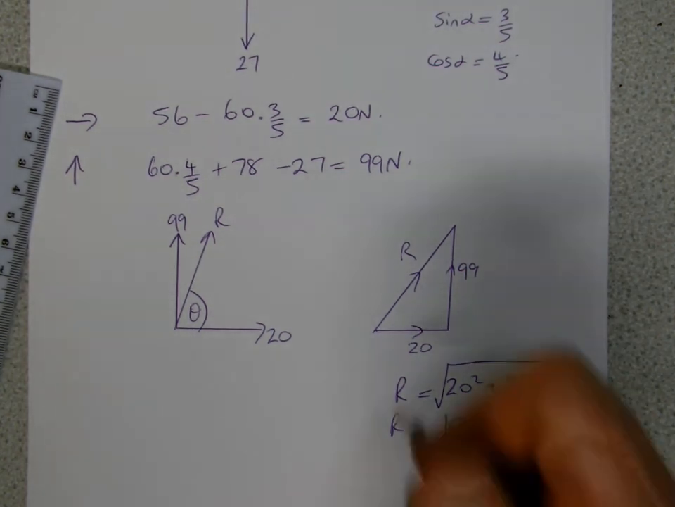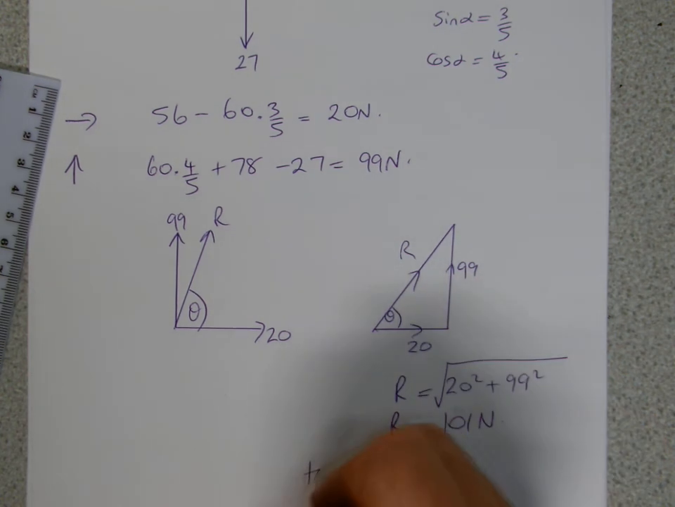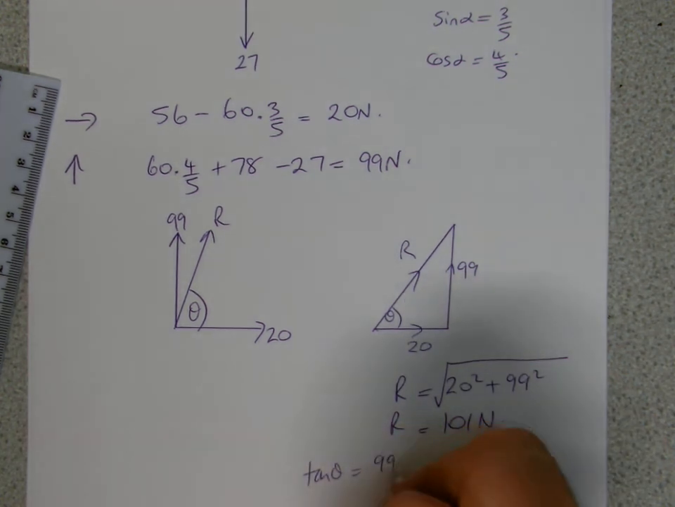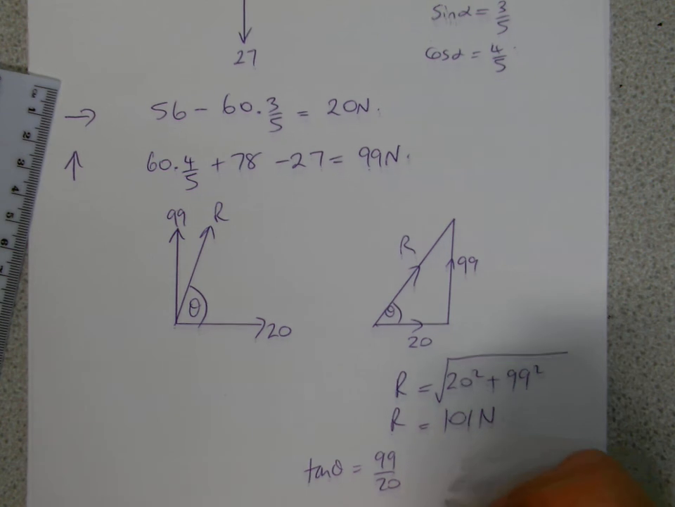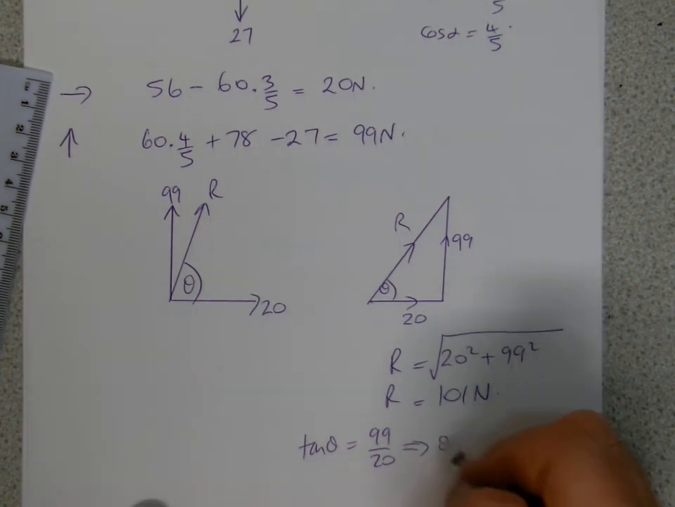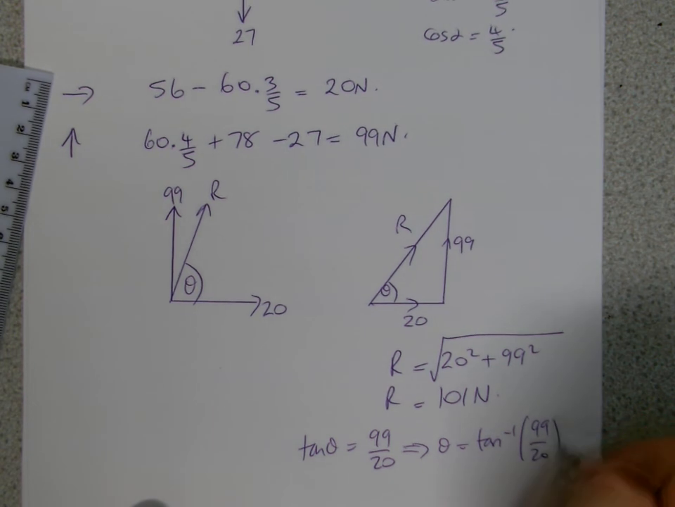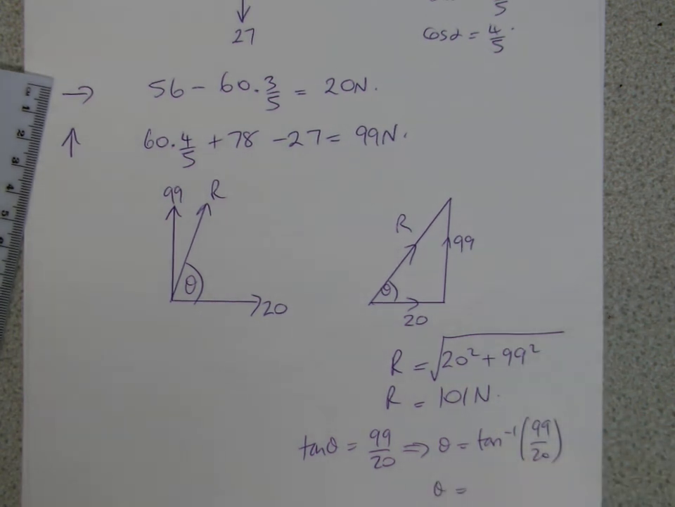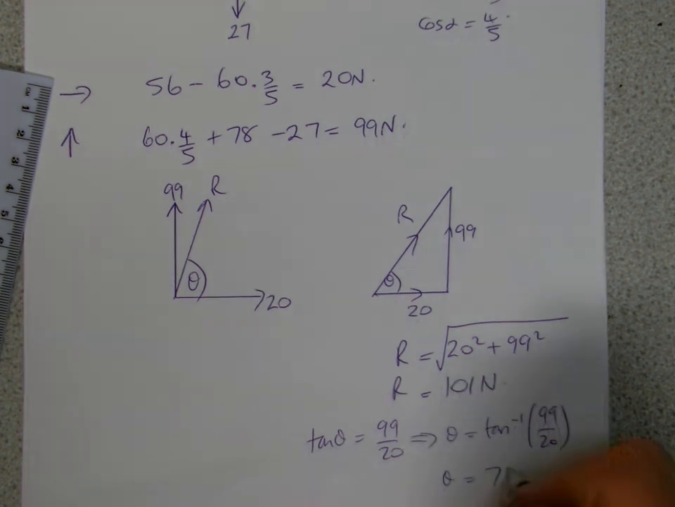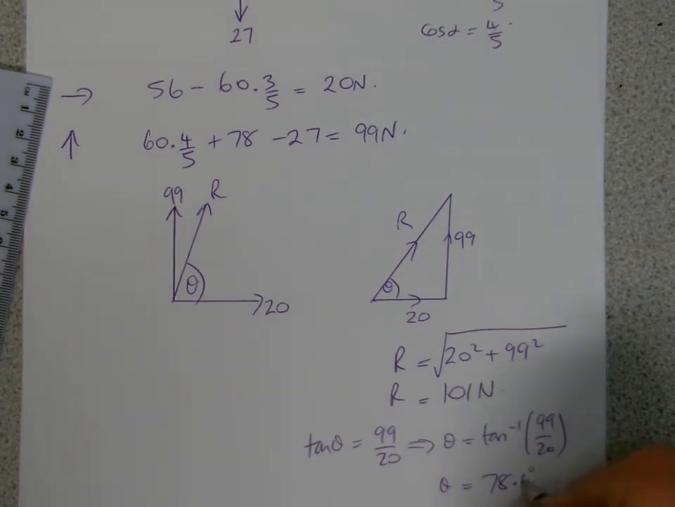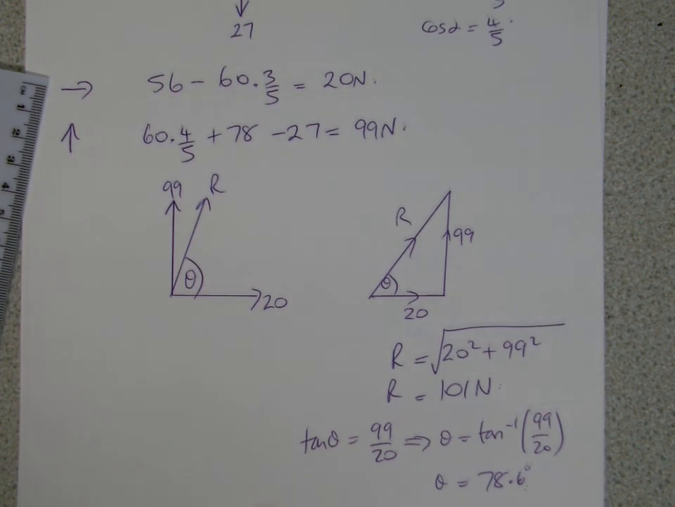Okay, to get the angle theta, tan theta equals opposite over adjacent, so 99 over 20, which implies theta will be tan to the -1 of this. So theta will equal 78.6 degrees. Job done.